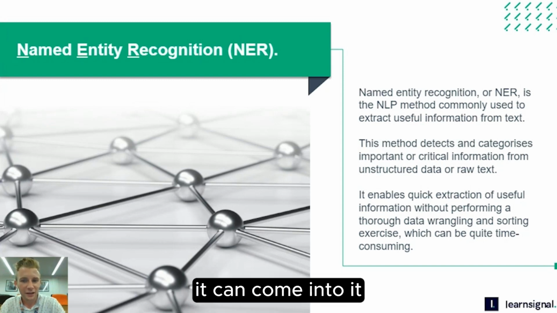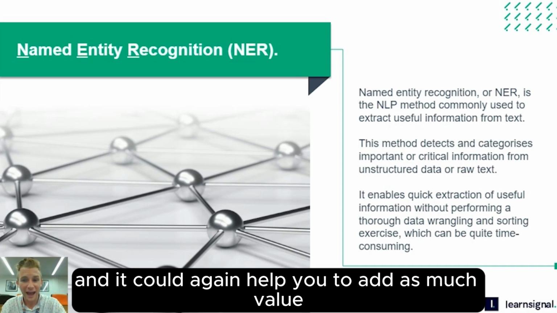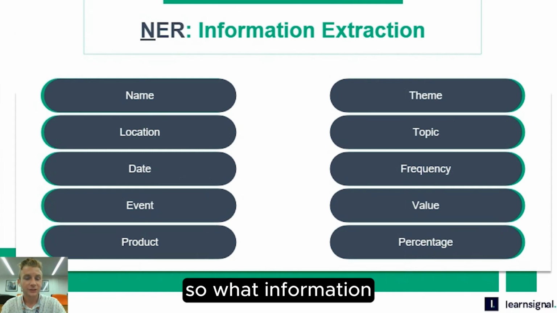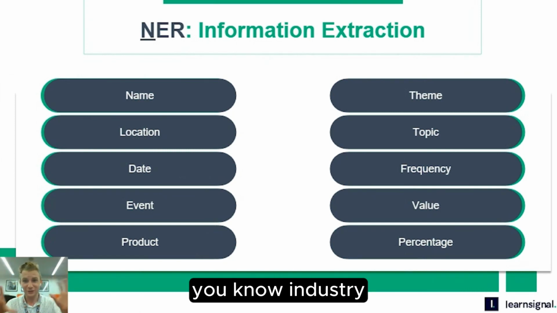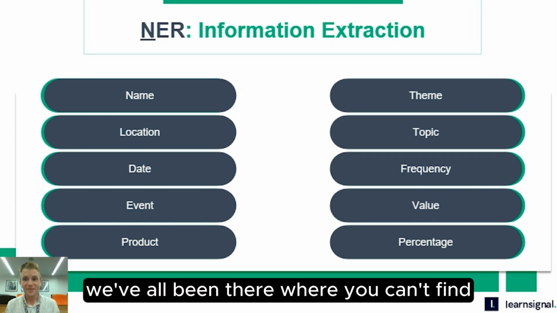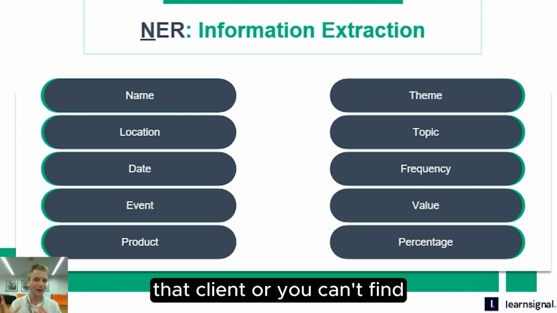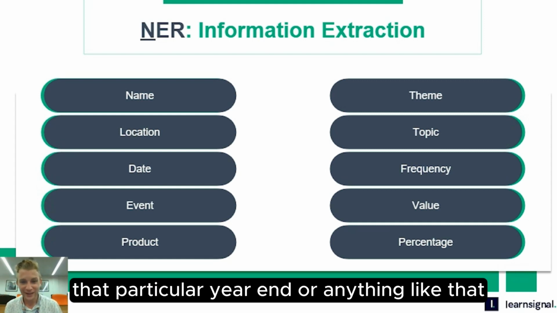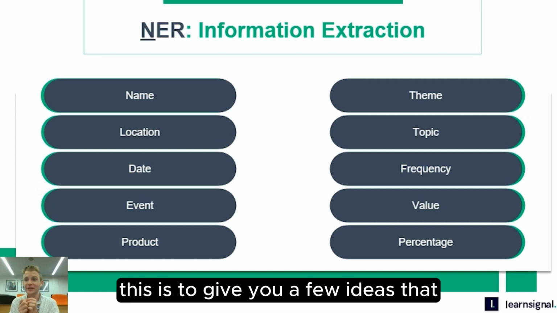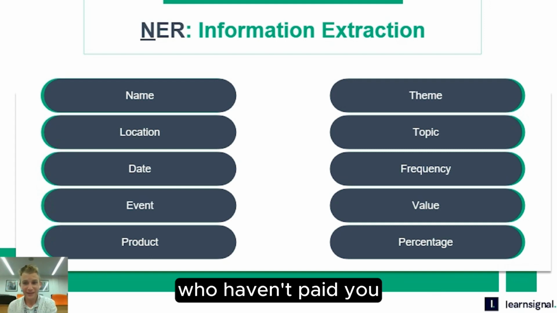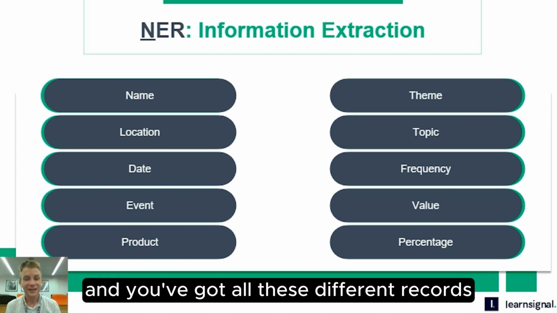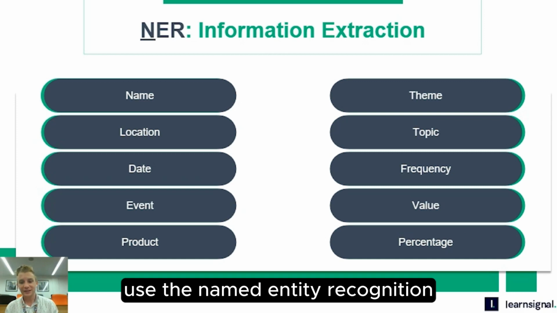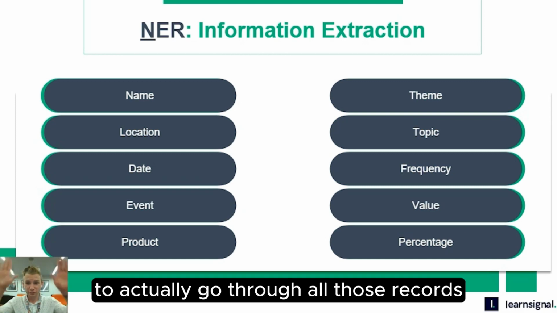This is where it can come into it, and it could, again, help you to add as much value to your organization. So what information can it actually extract on here? Again, I'm thinking about it practically, if you work in tax, you work in audit, industry, anything like that. We've all been there where you can't find that client, or you can't find that particular year end or anything like that. This is to give you a few ideas that maybe you've got some suppliers who haven't paid you. Maybe you've got a client who has got a tax investigation on there, and you've got all these different records. This is where you can actually use the named entity recognition to actually go through all those records.